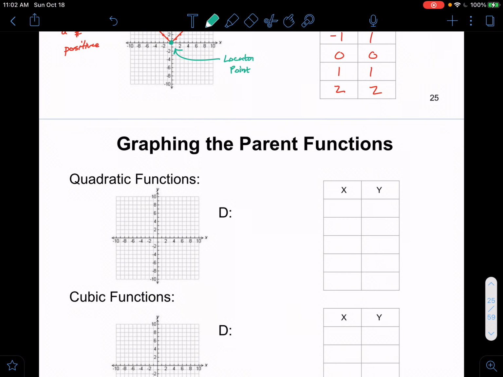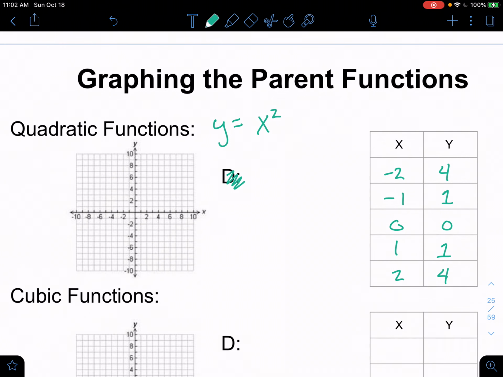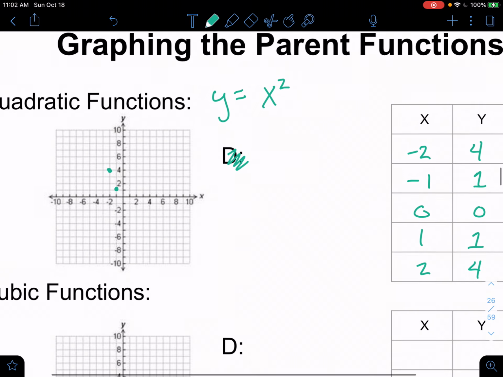Looking at our quadratic function, so again, y is equal to x squared. So we can plug in a -2, -1, 0, 1, 2. If I take -2 and I square that, -2 squared is going to give us a positive 4. -1 times -1 is a positive 1. 0 squared is 0. 1 squared is 1. 2 squared is 4. So looking at the graph of this, -2, 4 will give us a point here. -1, 1 gives us a point here. Then we get 0, 0, 1, 1, and 2, 4.